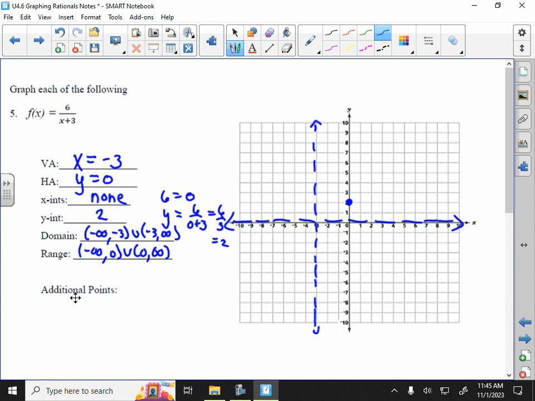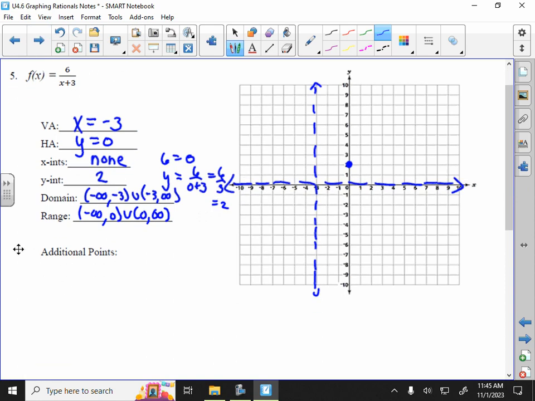So what we're going to do for the additional points, we're going to make an XY table. So you need 2 points on each curve, right? So the curve that's on the right side, let's get that one. We already have 1 point. Now we need another point. So all our points that we're going to pick for x's are all based off where the vertical line crosses. So you need 2 points that are on the left side of the vertical line. So it's going through negative 3 here.